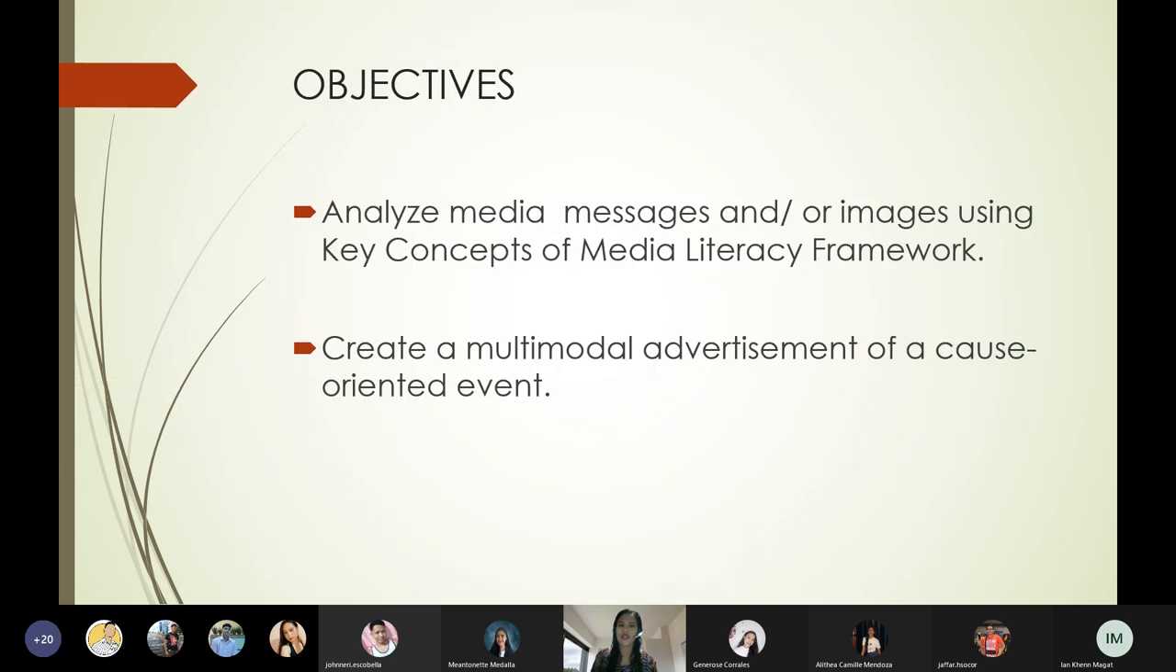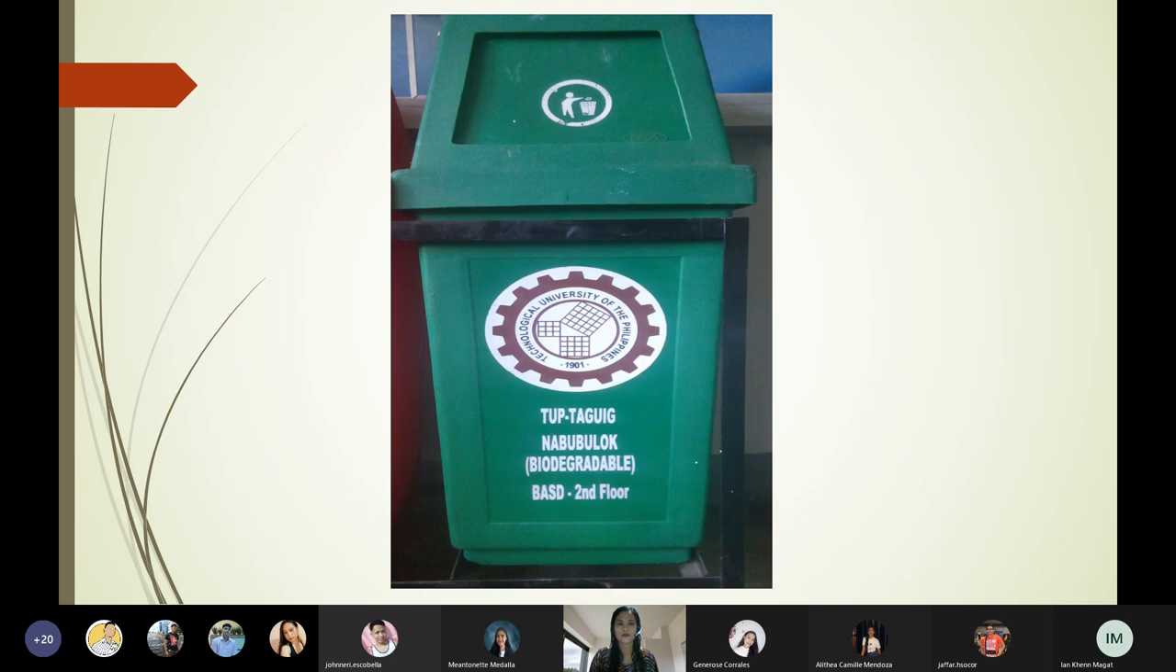So our objective here is to analyze the media messages and or images using key concepts of media literacy framework. So later I'll be showing you the media literacy framework. This is the one that you are going to follow whenever you are making your advertisement. And then you are going to create a multimodal advertisement of a cost-oriented event. So this has something in connection with the multimodal activity that I have provided a while ago. So this one. Look at the picture and then tell me your observation. It's very slow. Ayan.